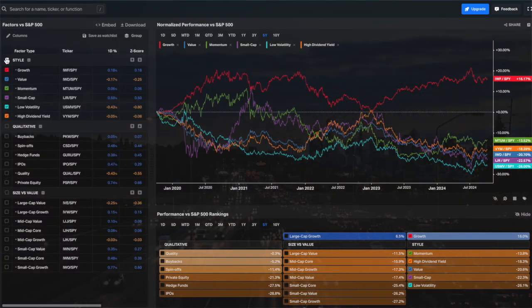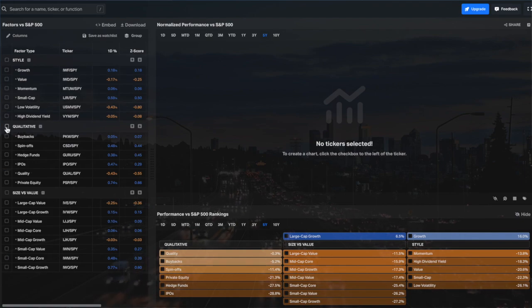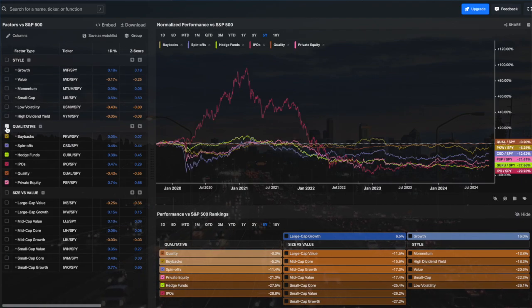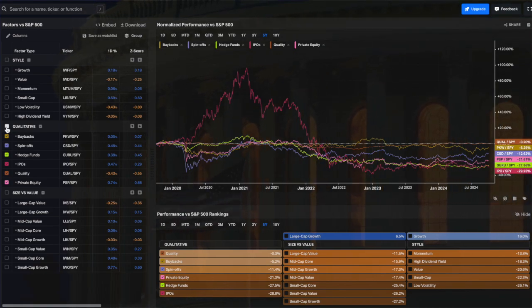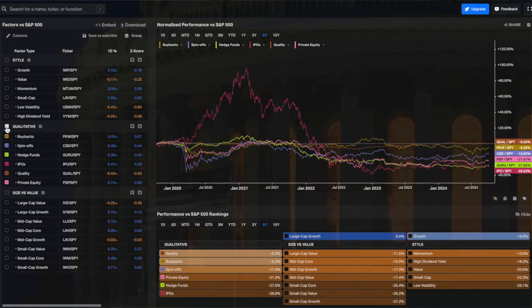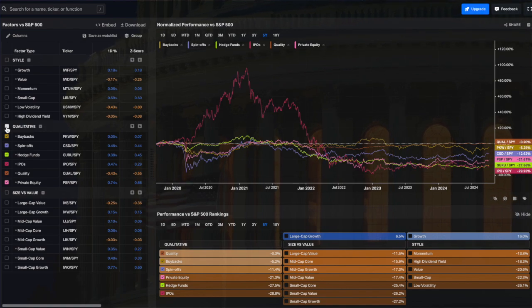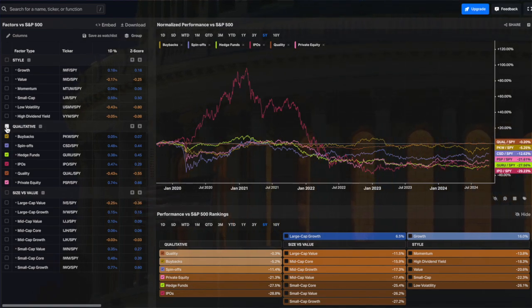We have another dimension, or another category, segment of quality or qualitative factors. So here we have a couple. We have buybacks, spin-offs, hedge funds, IPOs, quality, and private equity. So buybacks are the companies buying back their own shares to prop up the stock price. Then we have hedge funds, spin-offs, IPOs. I've talked in previous videos about initial public offerings.